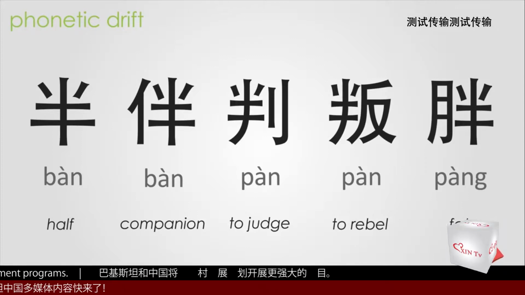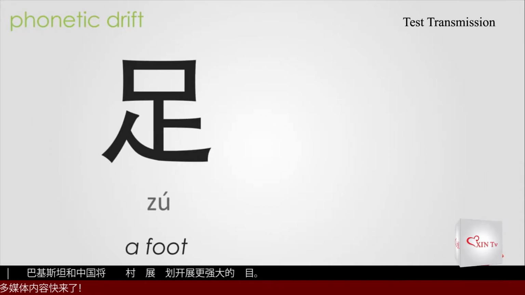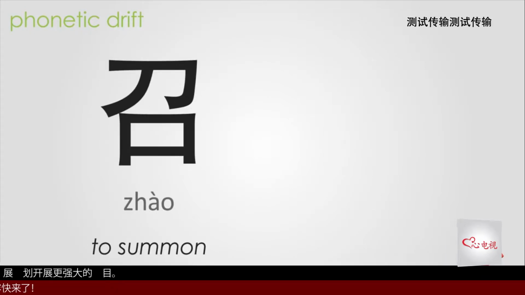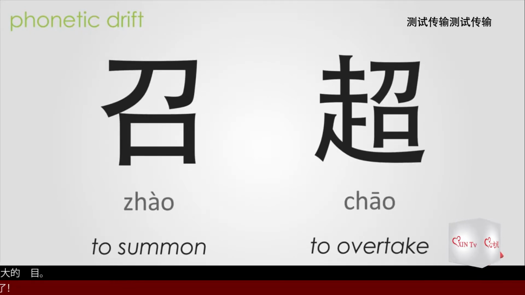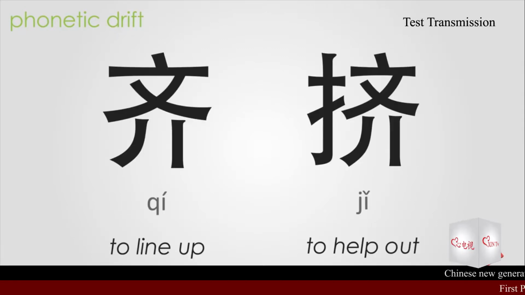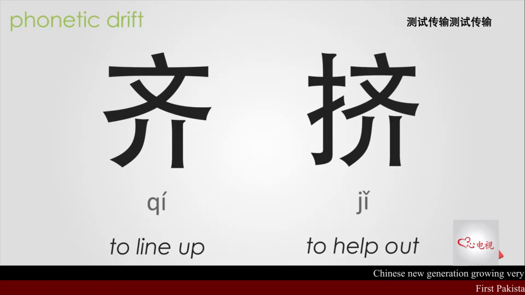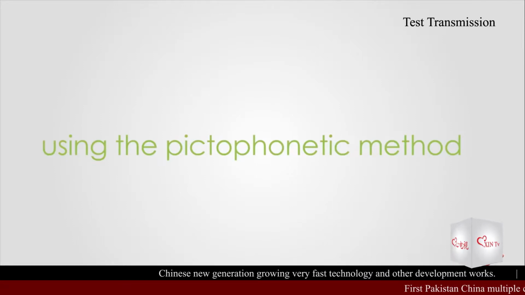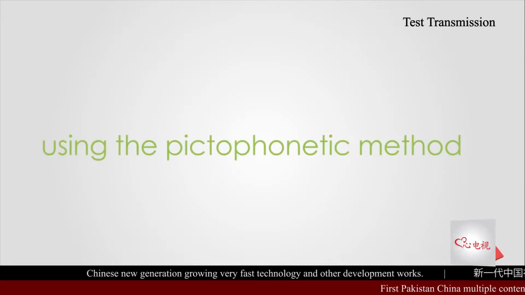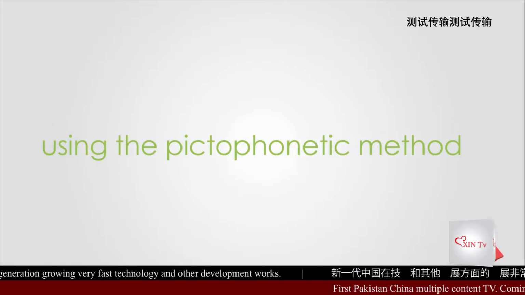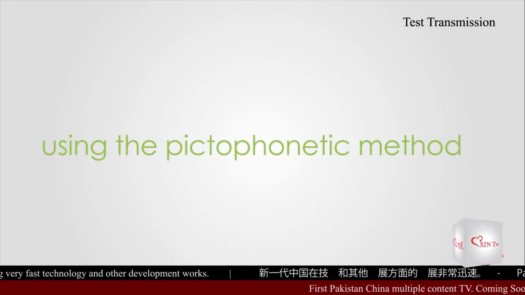Phonetic drift mostly occurs between similarly sounding initials. For example, the Z and C sounds here in 足 and 醋 the ZH and CH sounds here in 照 and 超 and the Q and J sounds here in 起 and 几 You'll probably recognize these as the sounds you had most difficulty distinguishing when you first started to learn Chinese. Because of this phonetic drift, we can't work out the pronunciation of a new character just by looking at it. However, understanding the pictophonetic method is still useful because it allows us to make sense of characters.